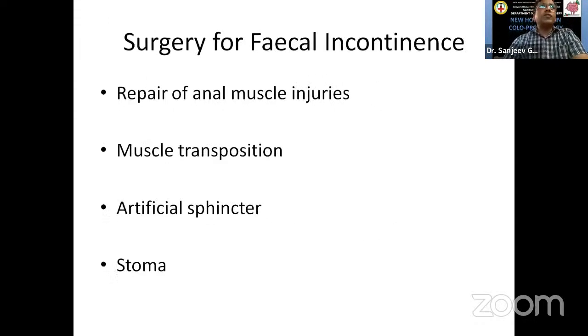So the surgeries for fecal incontinence would first be the repair of the anal muscle injuries, and most commonly it would be the external anal sphincter. Furthermore is muscle transposition, where a gracilis flap is used to transpose it across the anal canal to maintain continence. There are a few more options like artificial sphincters. However, they are not well accepted and the results are not that great. Then the final solution would be making a stoma, if nothing is working for the patient.